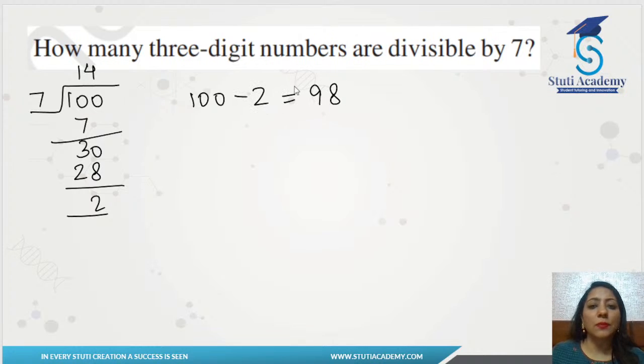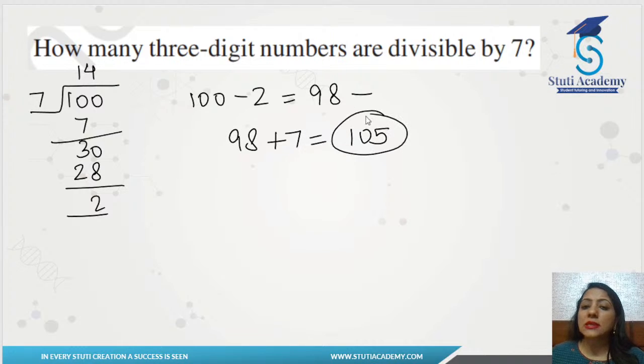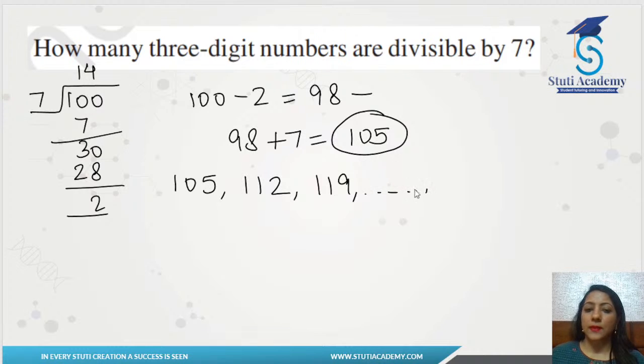98 is a 2-digit number, it's not a 3-digit number. So if I take this 98 and add 7 to it, I will get 105. This is the first 3-digit number which is divisible by 7. So I know my AP starts from 105. The next one is 112. The next one is 119, and so on like this. Now I need to look for the last 3-digit number which is divisible by 7.